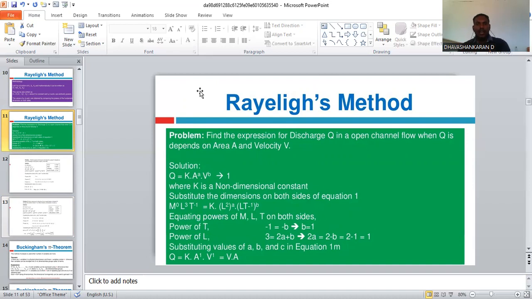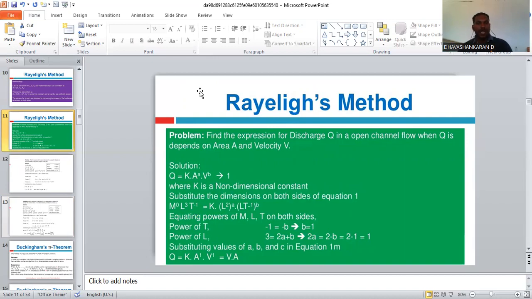Here K is a non-dimensional constant. That is given, so K is a non-dimensional constant. From that equation we solve by using Rayleigh's method. We use arbitrary powers for capital A and capital V.